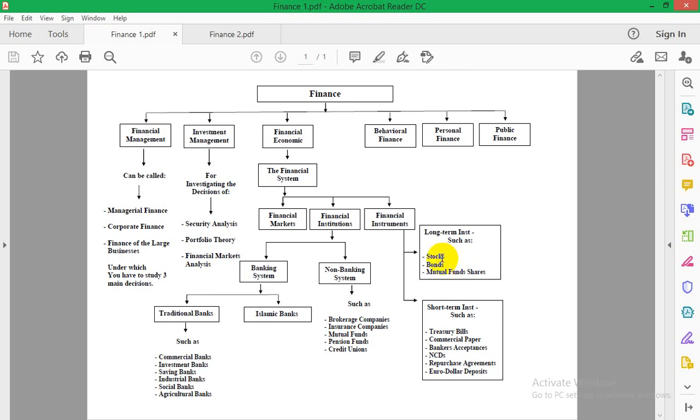And what is the meaning of stock? And what is the meaning of bond? And what is the meaning of the mutual fund share itself? The stock is a proof of ownership that can be issued by specific financial institutions. So the common stock or the preferred stock, they both are ownership properties, or proofs of ownership.